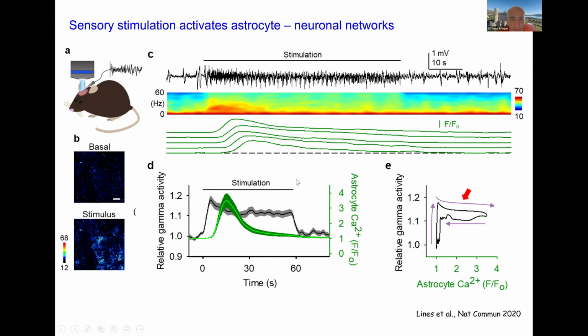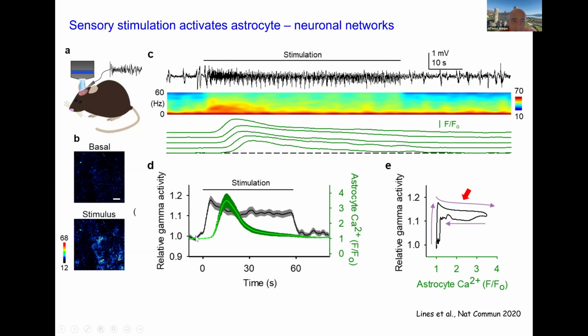If we plot here the time, here is the stimulation, and we plot the relative gamma activity and the astrocyte calcium signal, we can observe that upon the sensory stimulation, we have an initial surge in the gamma activity of the neurons that then reaches a maximum and then decreases to a steady state that persists as long as the sensory stimulation. This decrease in the gamma activity is what is known as the sensory adaptation.